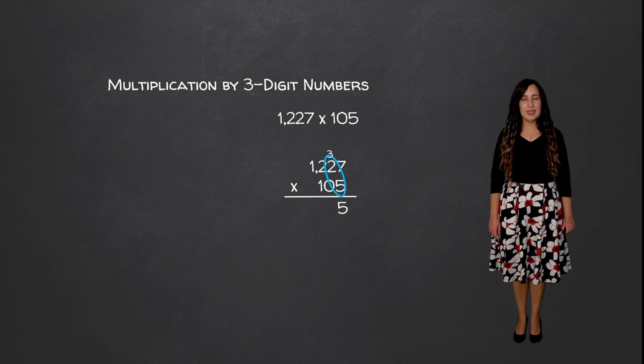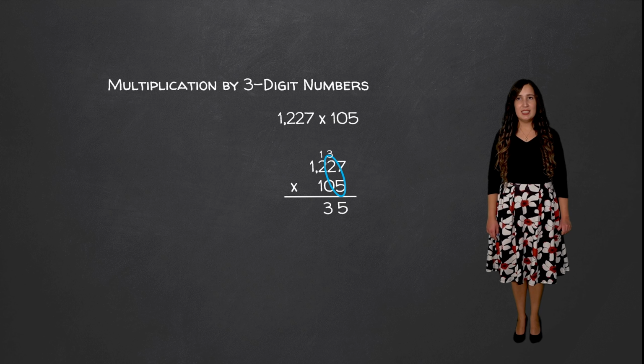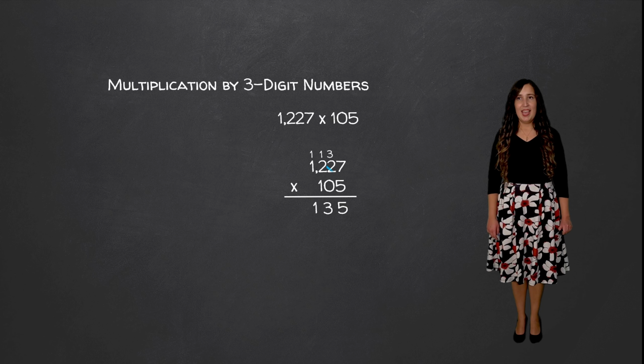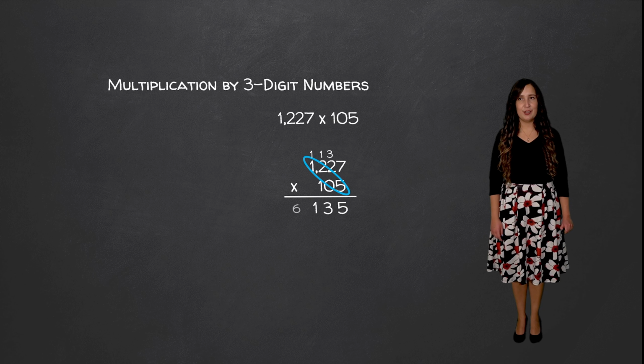5 times 2 is 10, plus the 3 we carried over. We get 13, carry over the 1. 5 times 2 is 10, plus the 1 we carried over, we get 11. So bring down the 1, carry over another 1. And then we have 5 times 1, which is 5, plus the 1 we carried over, we get 6.